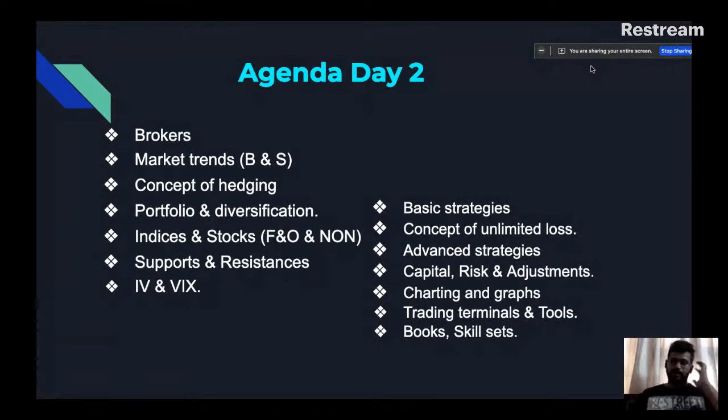We'll talk about implied volatility, all the basic strategies, and the concept of unlimited loss in option selling. We'll talk about advanced strategies, capital and risk management, and charting, graphs and tools, and the skill set necessary. We'll discuss each and every thing. One session will go around 2 to 3 hours. It's actually a 6-day workshop, basically to cover all the bases and what exactly the options world is. That's how we'll be going forward from here.